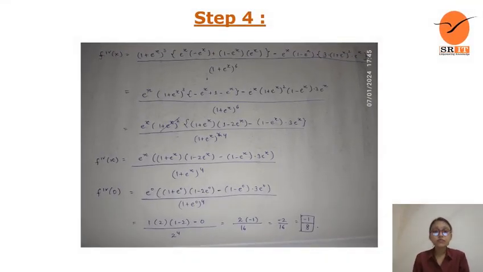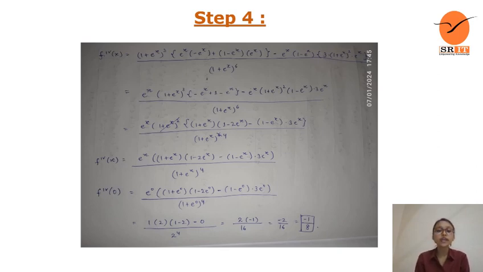Now step 4 is quite lengthy because now we differentiate f triple dash x once more, and we apply the same formula, that is u by v differentiation, and finally after finding the entire value we get f differentiated 4 times as e raised to the power x whole into 1 plus e raised to the power x into 1 minus 2 e raised to the power x minus 1 minus e raised to the power x into 3 e raised to the power x whole divided by 1 plus e raised to the power x taken 4 times.